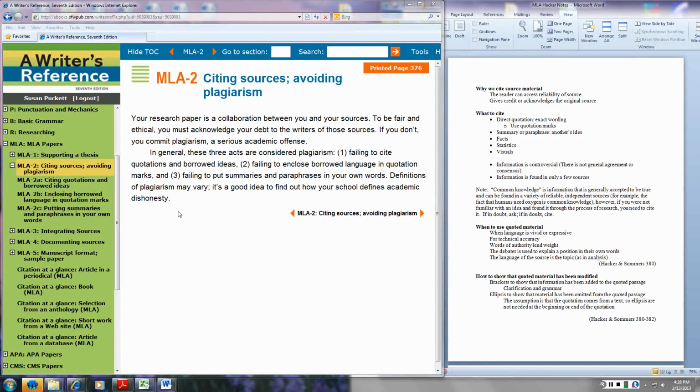So why do we cite source material? If for no other reason, to avoid plagiarizing, but we also want to give credit to the original source. When do we cite? If we are borrowing someone else's exact words or their ideas, and we use quoted material in particular instances, but we may modify it in order to fit it into the context of our paper.